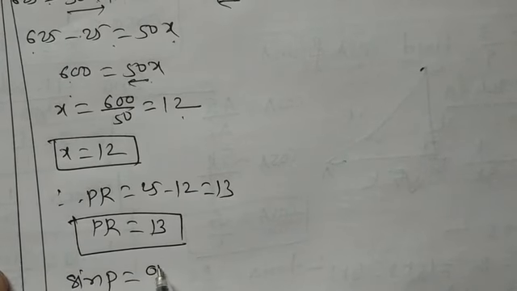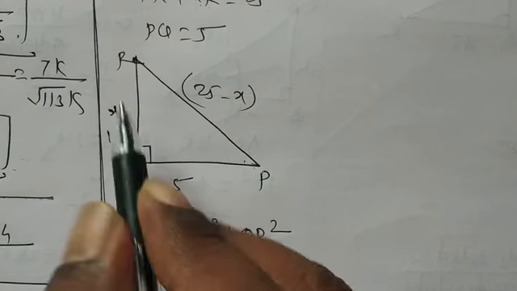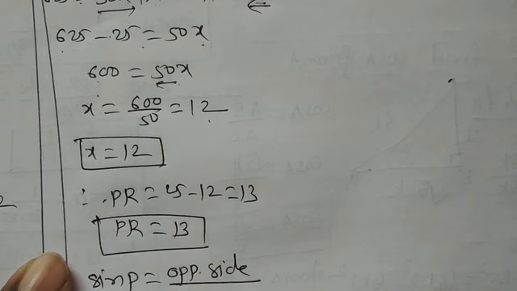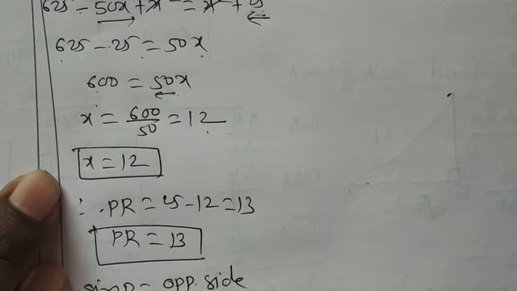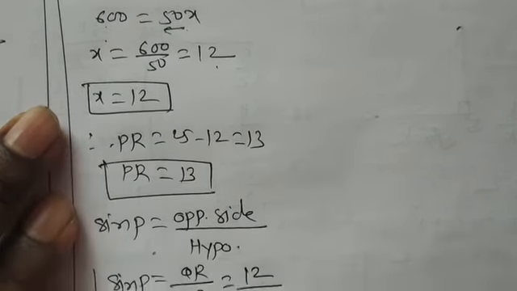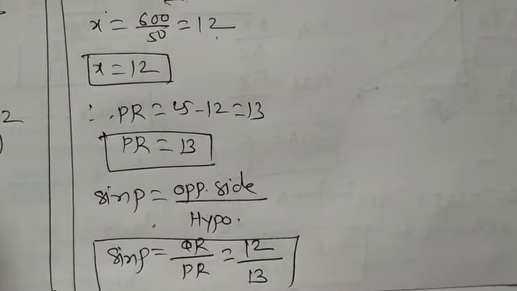Formula: opposite side upon hypotenuse. Then the opposite side is what? Here, for angle P, the opposite side is QR, upon hypotenuse, which is PR. Then QR by PR. Then find out QR. QR is the x value, which is 12, upon PR, whose value is 13. Then sin P is equal to 12 by 13. In the same way you can do cos P and tan P also.